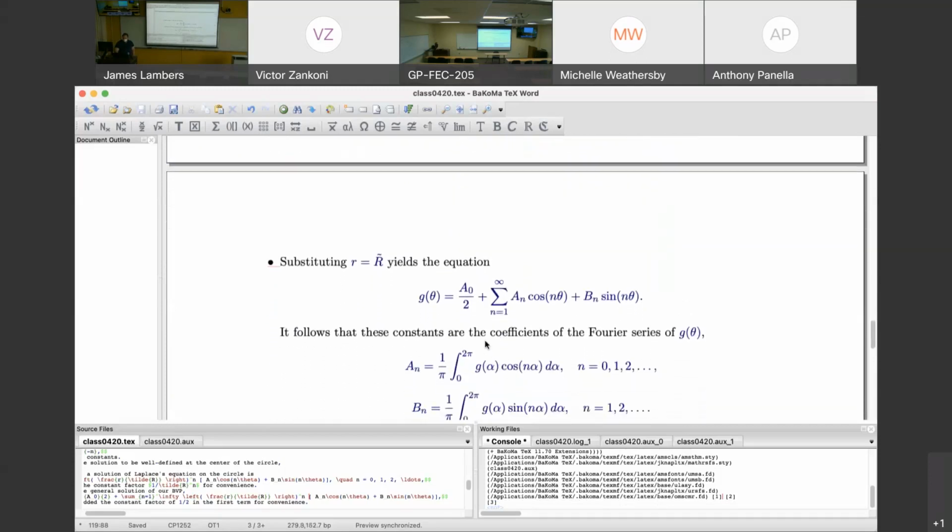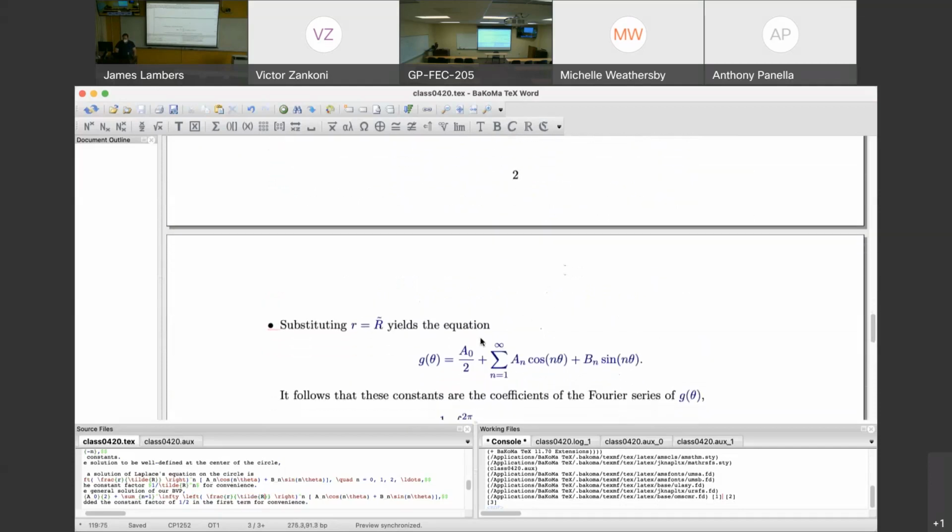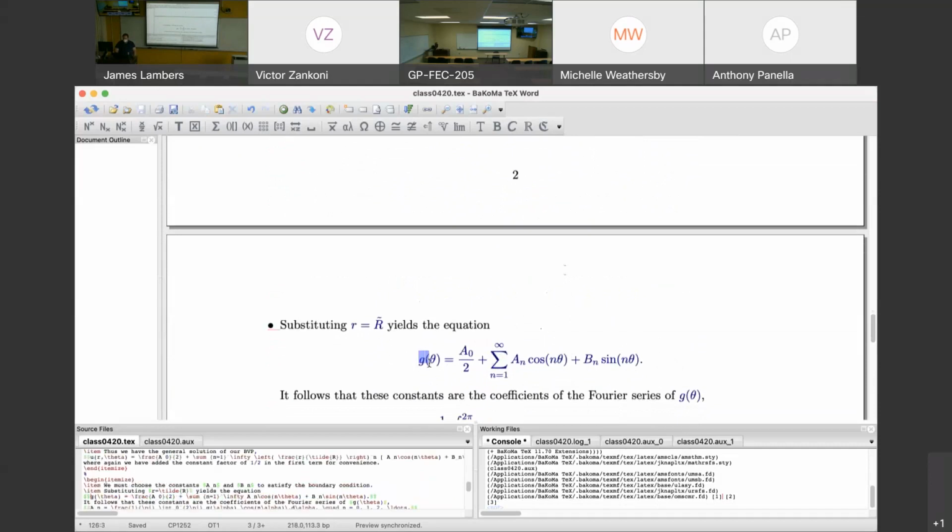So we evaluate our solution on the boundary. That means setting r equal to capital R tilde, which causes this factor to be 1. So that's why I threw that factor in here. So now we have this, and the solution must be equal to g on the boundary. So that's why I filled that in on the left side. In other words, all we really need to do is find the Fourier series coefficients of our boundary data, g of theta.